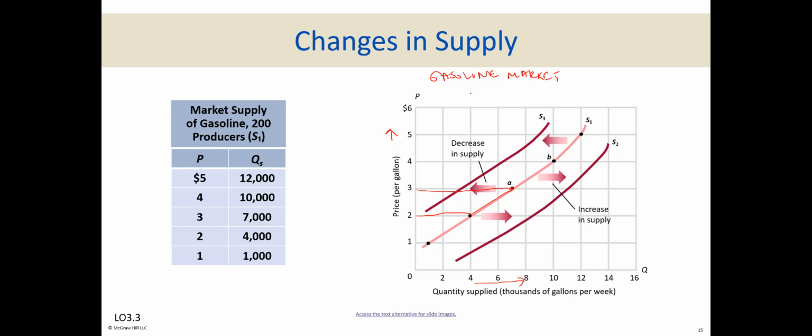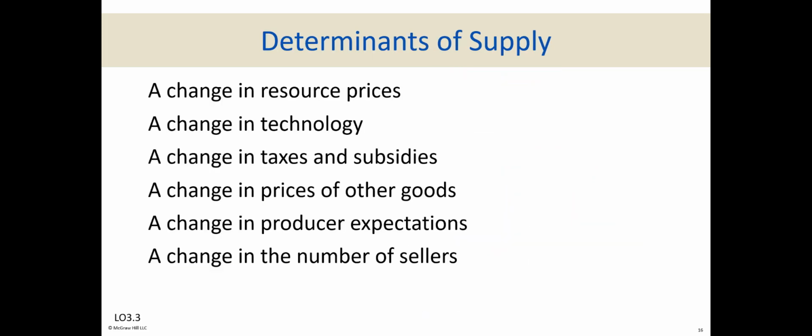But if other determinants, which we are going to talk about next, change, we are going to shift the supply curve to the left or to the right. So right represents an increase in supply. This direction is a decrease in supply. As you see, the shifts are parallel to the original curve. So what are the determinants of supply?